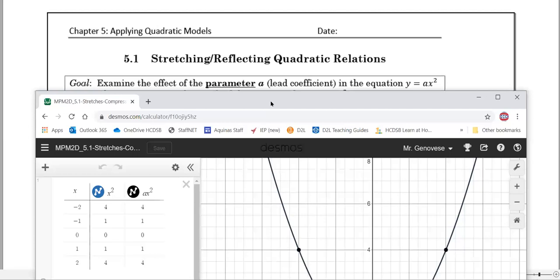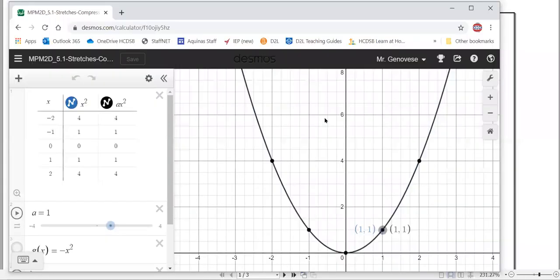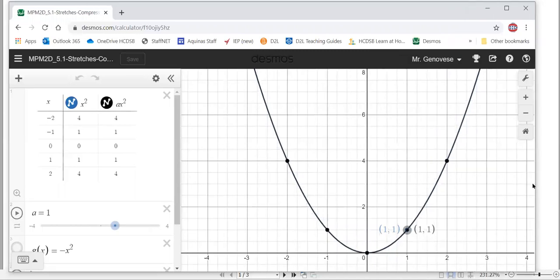So what do we talk about in math when it comes to quadratics? Well, we compare the base graph, what we call the parent relation y equals x squared, to everything else, and then we make a comparison to see what happens. There's some terminology that you'll see, but I think it's easier if we just go through the Desmos file to explain exactly what's going on and how this works.